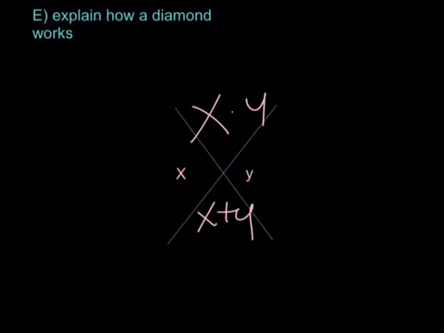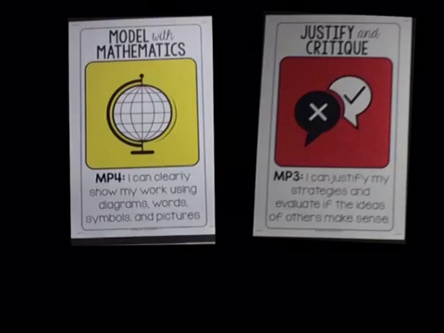For this, I thought about modeling with mathematics, because I can clearly show my work using diagrams, words, symbols, and pictures. We are using our diamond, and we're using words explaining why it can have no solution, or explaining why we have fractions. And with this one, I can justify my strategies and evaluate whether others' ideas make sense. For example, with our no solution, some people say it doesn't make sense, whereas in this case, we know it makes sense because we explained it and we went back and solved it.